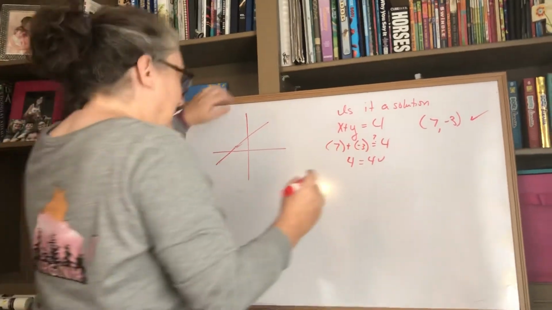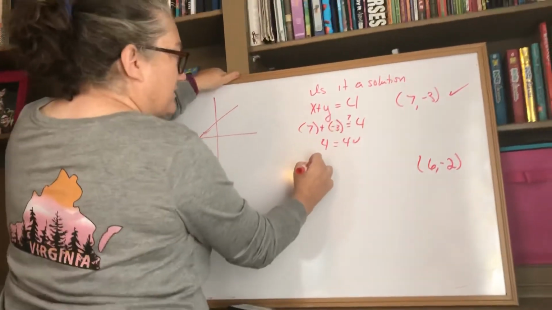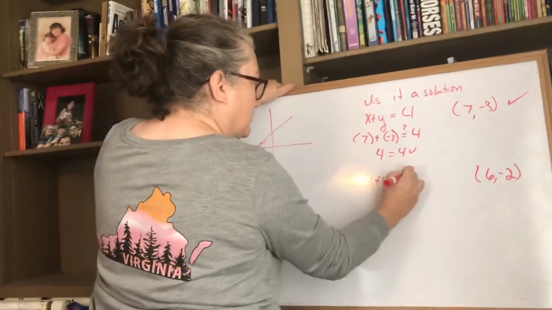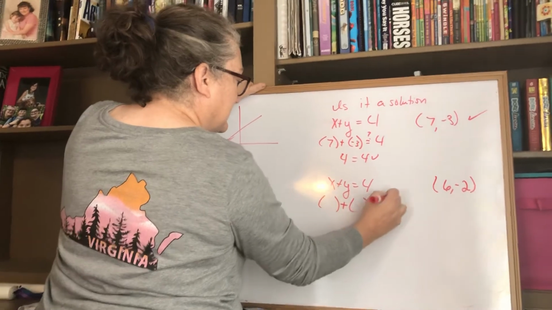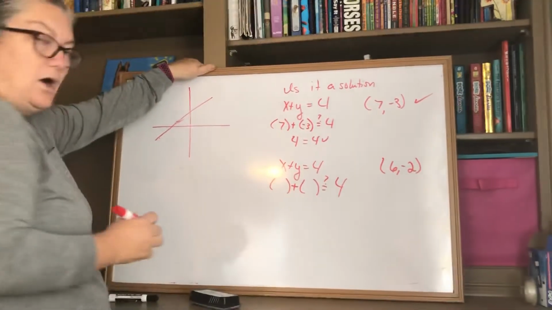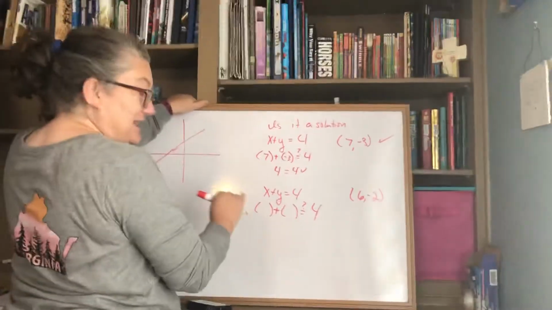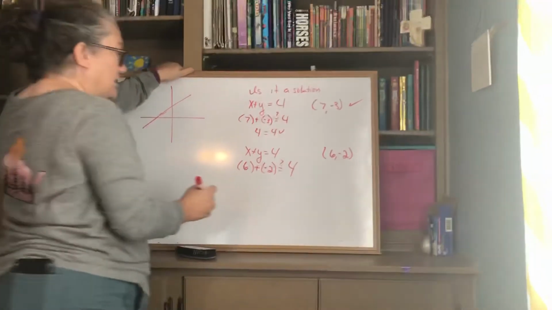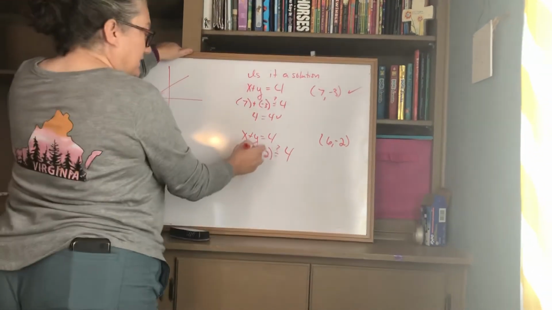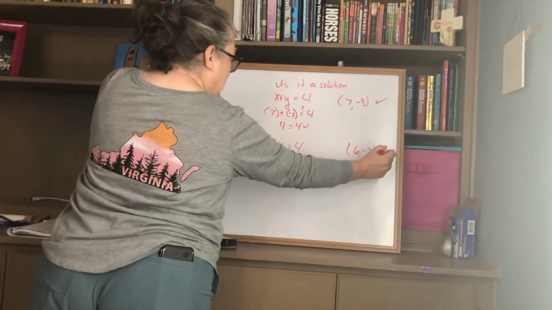Let's try another one. We got 6 and -2. So I'm going to write down the problem. X plus y equals 4. I'm going to put my parentheses, plus parentheses, does it equal 4? We always want to put the pockets, and we always want to say, does it? Because I can't say it equals unless it's true. So 6 plus -2. Does that work? 6 plus -2 is 4 equals 4. Yes, it works. Yes, it's a solution.